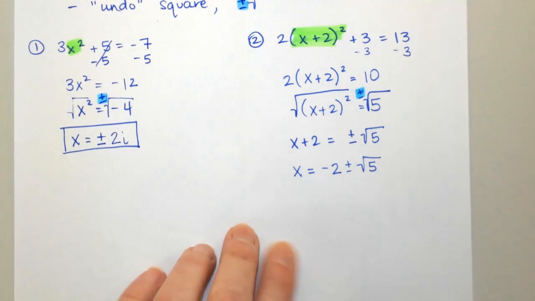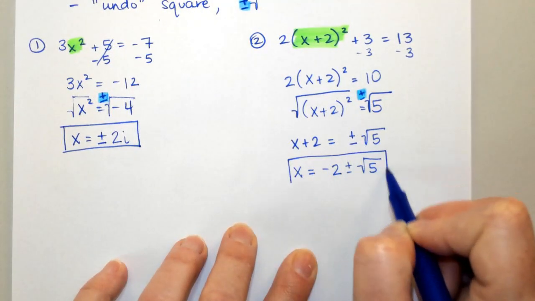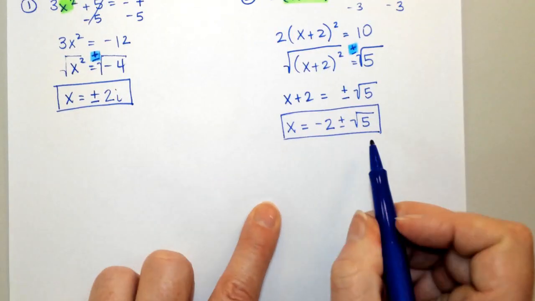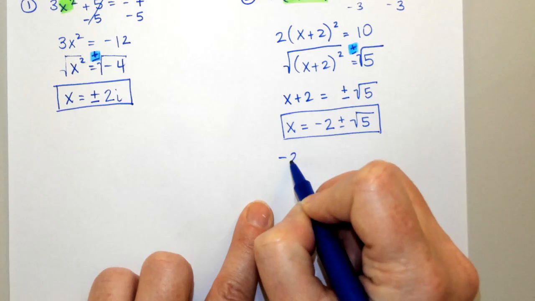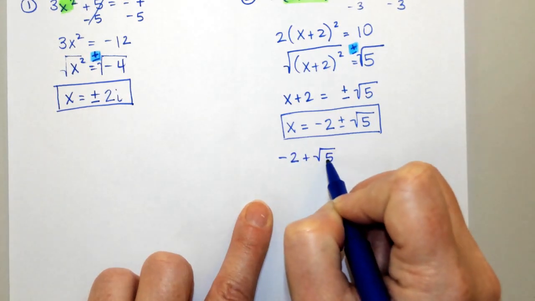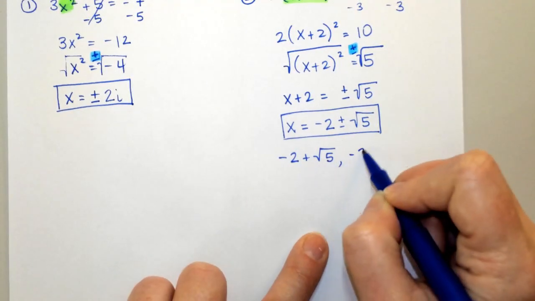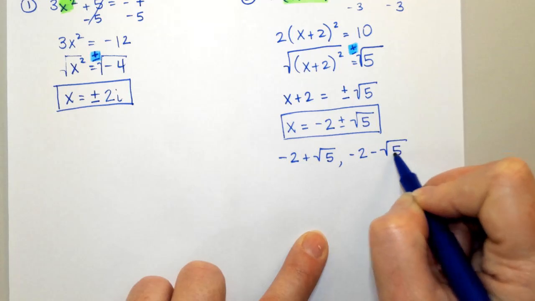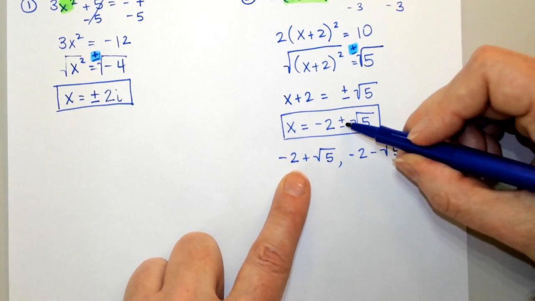And then whatever makes the most sense to you, like this can be my answer, but I could write it as 2 separate ones. One of my answers would be negative 2 plus the square root of 5. My other answer would be negative 2 minus the square root of 5. These are 2 different answers. That's what that plus minus means.